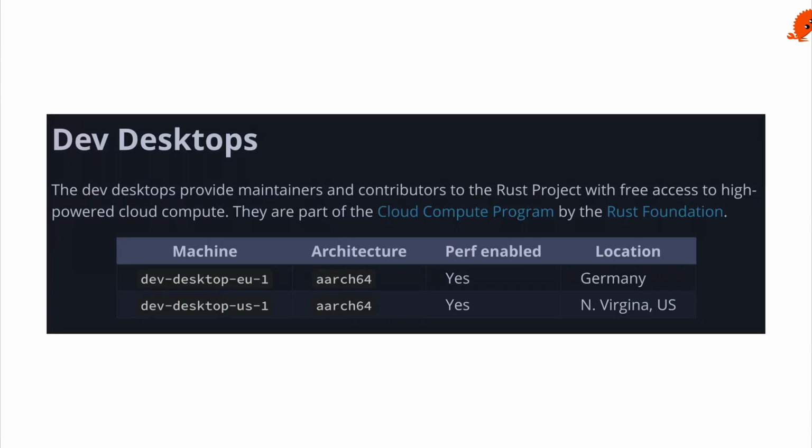We also try to remove contribution barriers. So we know that not everyone has a powerful PC, and building the Rust compiler can take a long time. So we provide something which we call dev desktops, which is essentially a bunch of very powerful cloud machines that the contributors can SSH to, and then remotely work on them to contribute to Rust.